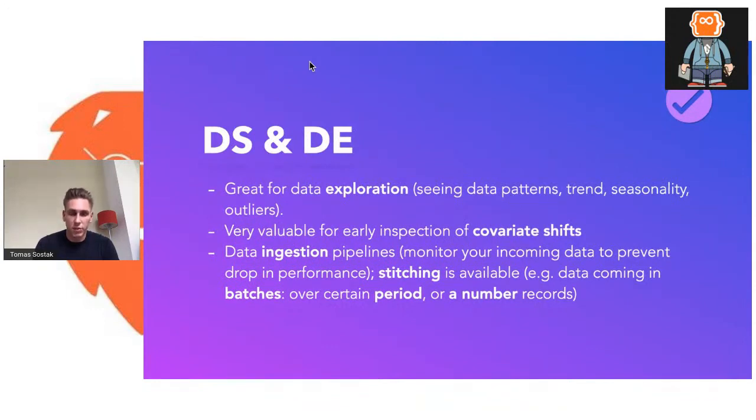Also, stitching is available. So, for example, you have some data already stored within this package, and then new data is incoming, for example, in batches over a certain period. So let's say we get new data coming in weeks, or in a bunch of records. When you get 1,000 records, it's stitched into the previous data and compared to the data which is already in the pipeline, which is very useful because then you can see if this new data is outlying from the data that was seen before.